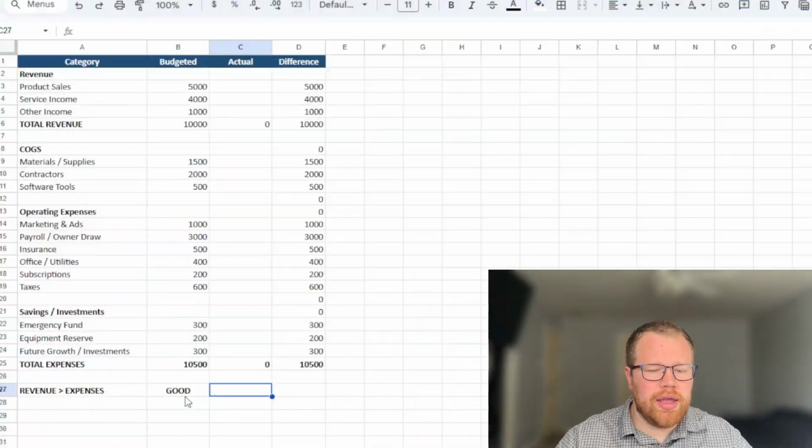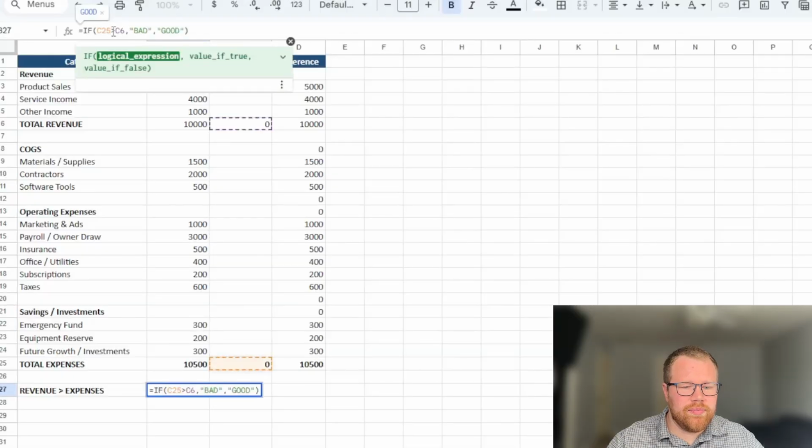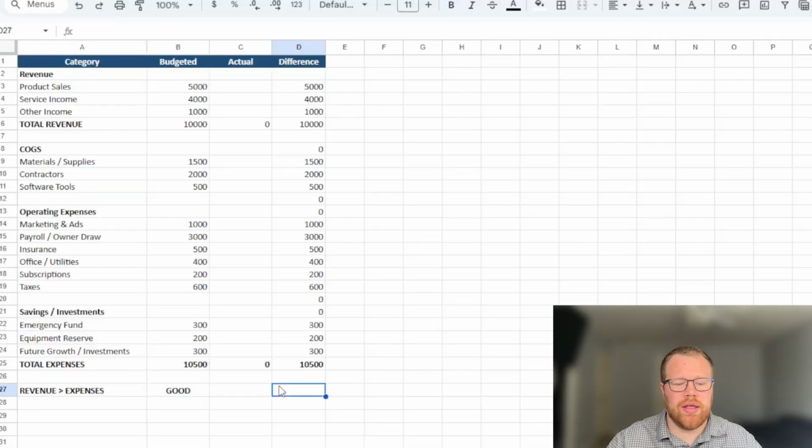And right here at the end, I'm just saying if your total expenses are greater than your total revenues, we're going to put it as bad. And if your total revenues are greater than your total expenses, it'll output good. It's just a simple if statement. Very easy spreadsheet to mimic and copy off of.